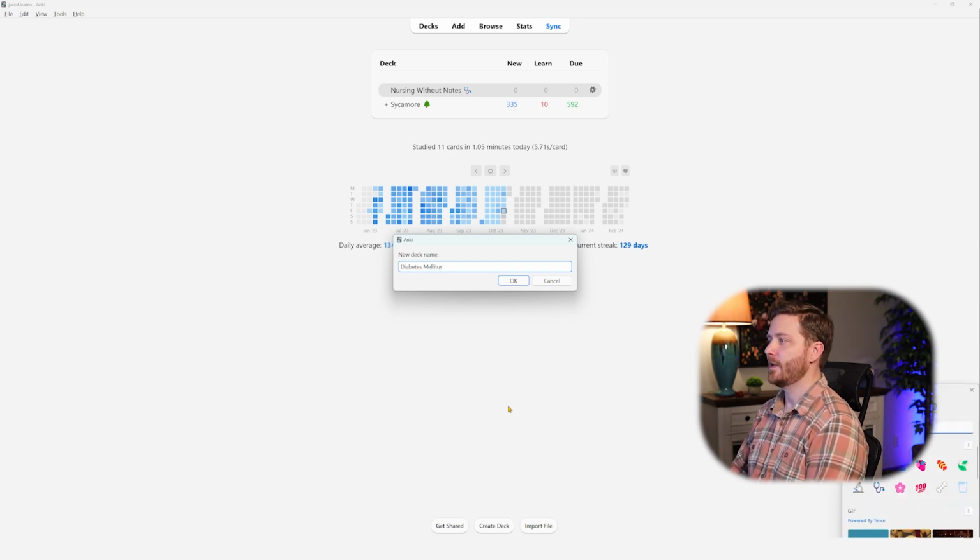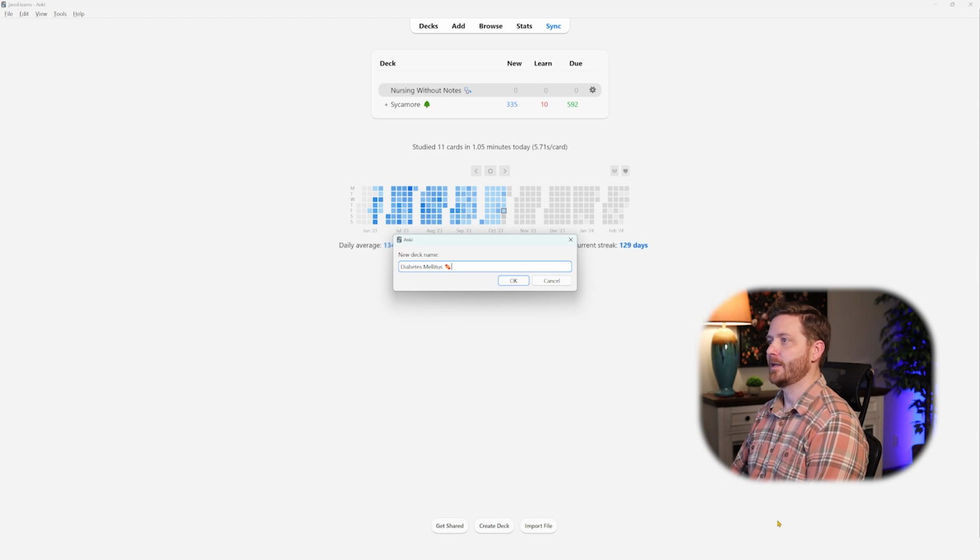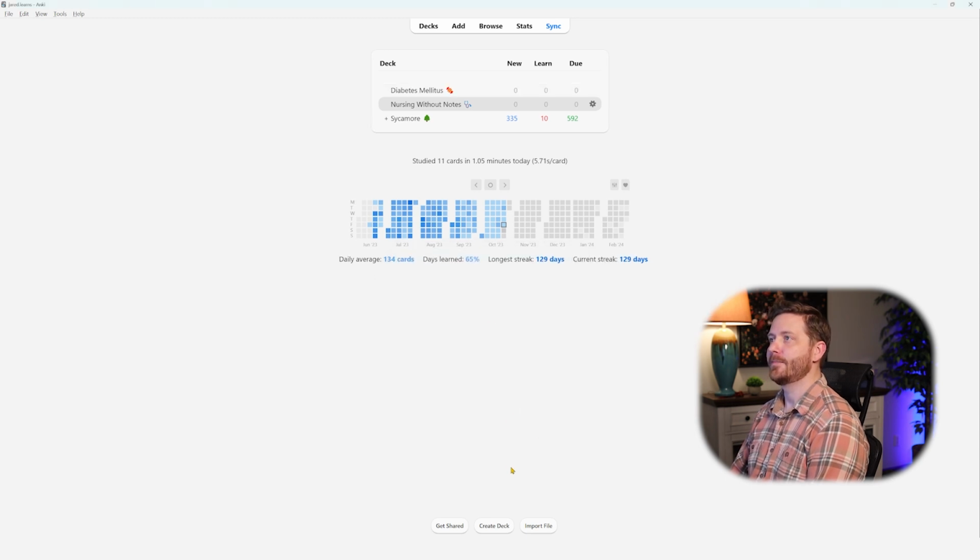And then I'm going to hit Windows key period and pull up our emoji keyboard. And then I'm going to add in this candy again. And then I'm going to hit OK. Okay, now we've created our new deck.